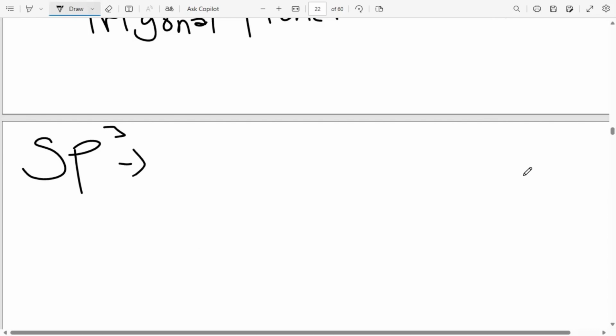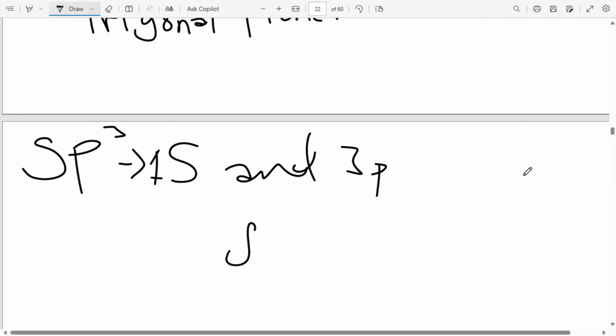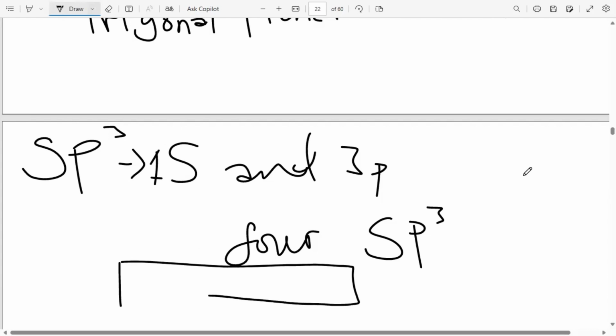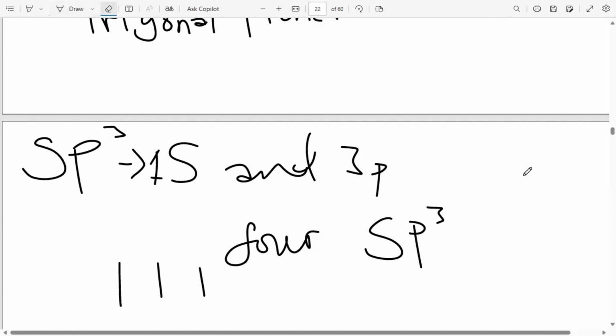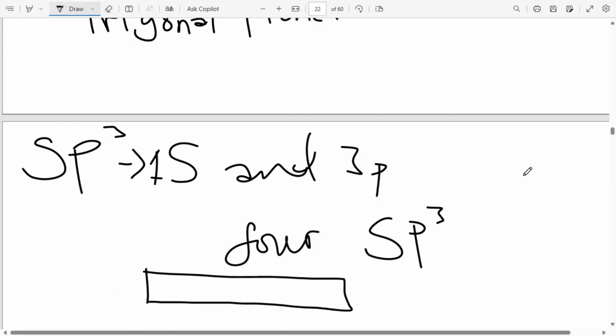So I have sp3 hybridization, with one s orbital and the three p orbitals mixing to form four sp3 hybrid orbitals. So you're going to have this guy. There's one s orbital, then you have this. Okay, is it like this? No, not like this. You have one s orbital that is combining with the three p orbitals.